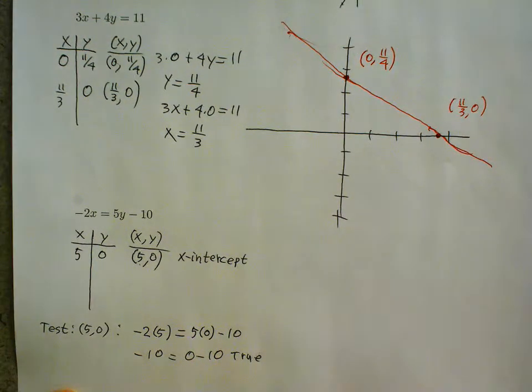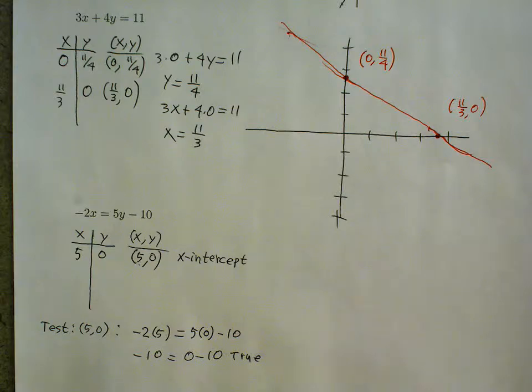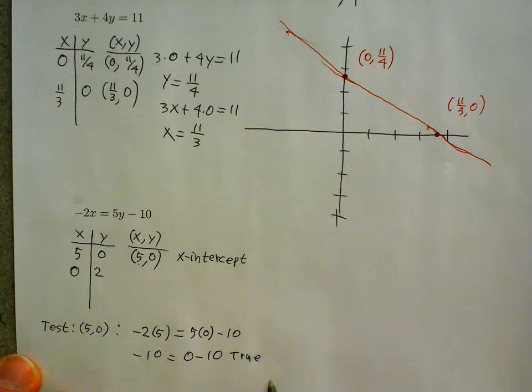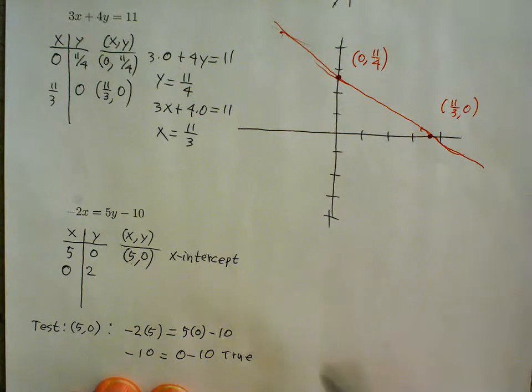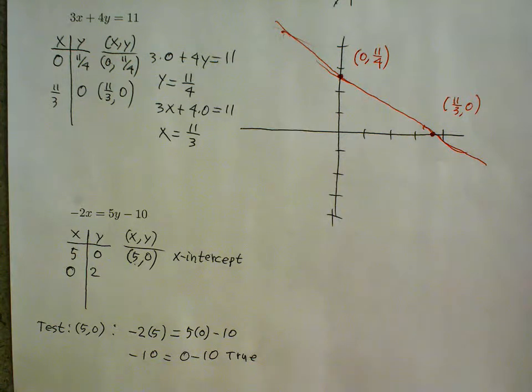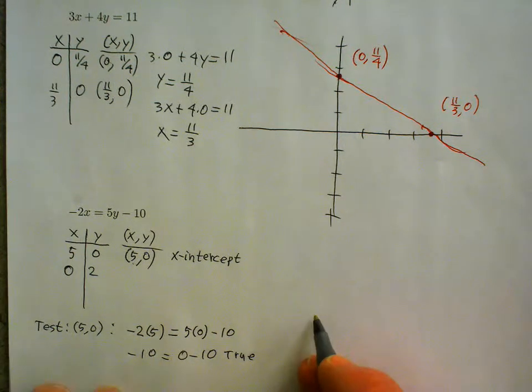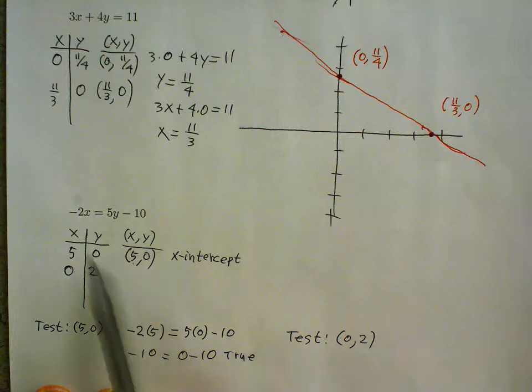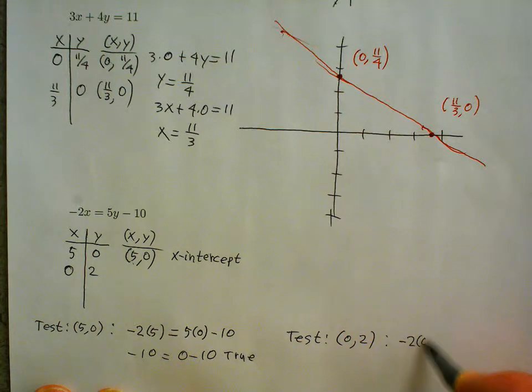Okay, one other point. (0, 2). Okay, yeah, (0, 2). When x is 0, the y coordinate is 2. Let's go ahead and test it. Test the ordered pair (0, 2). So in the equation, negative 2 times 0, is that equal to 5 times 2 minus 10? 0 equals 10 minus 10. That's true.